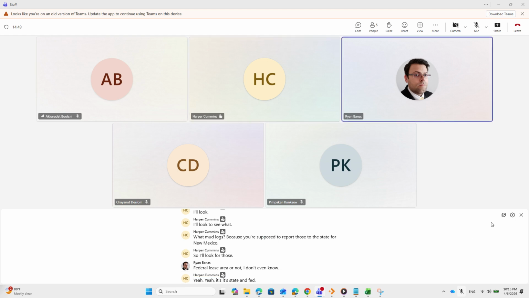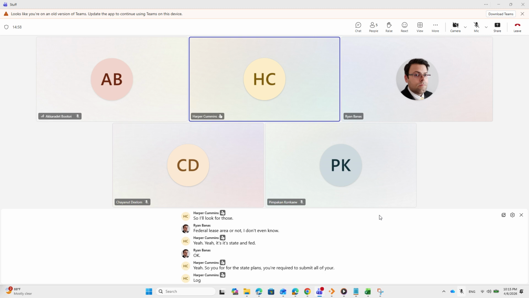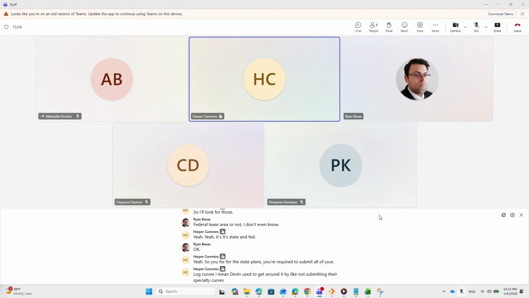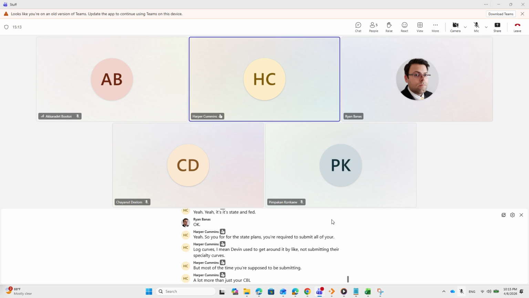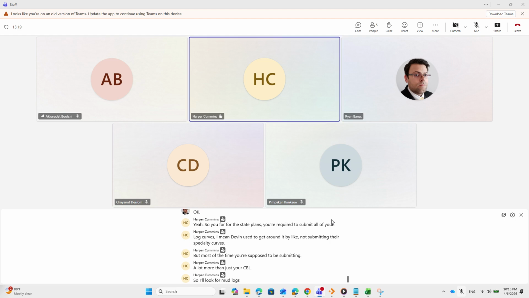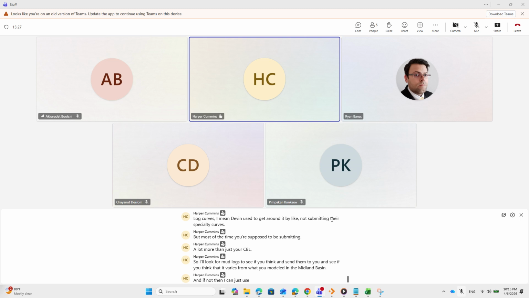Okay. Yeah, so for the state plans, you're required to submit all of your log curves. I mean, Devon used to get around it by not submitting their specialty curves. But most of the time you're supposed to be submitting a lot more than just your CBL. So I'll look for mud logs and send them to you and see if you think it varies from what you modeled in the Midland Basin.